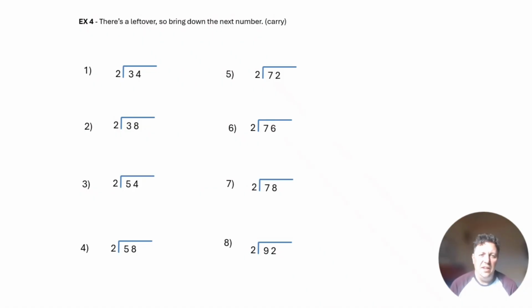Okay, there's a leftover, so we bring the next number down. We're carrying over again. So what does this mean? We've got a different situation this time. So 2 into 3. We know 1, 2 will fit in, but there's a remainder. So before we were putting the remainder like this. We're not going to do that this time.